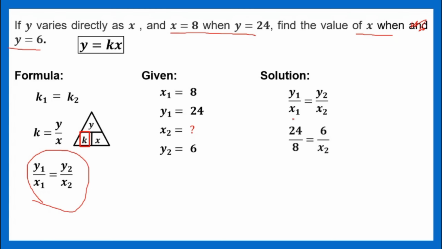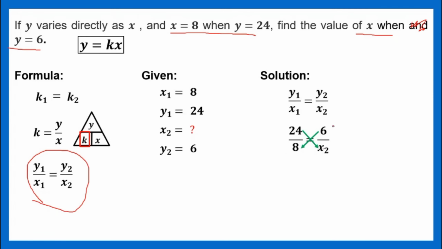Substitute lang natin lahat. Double check. Ang y sub 1 daw ay 24, tama? Ang x sub 1 sa baba ay 8. Tama din? Ang y sub 2 ay 6. Tama? Ang x sub 2 ay unknown, kaya x sub 2 lang siya. Tama. So, para mag-solve ng ganito, kapag naka-proportion siya, eto yung cross multiplication. Lilinawin ko lang, this is cross multiplication. So, yung 24 times sa x sub 2, tapos yung 6 times sa 8. Ayan, ganun po ang cross multiplication.